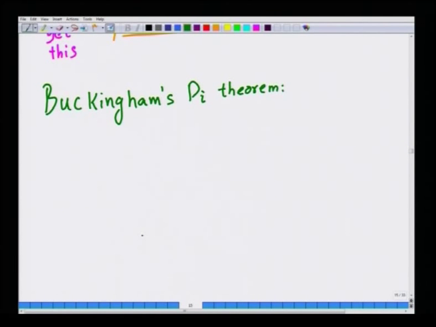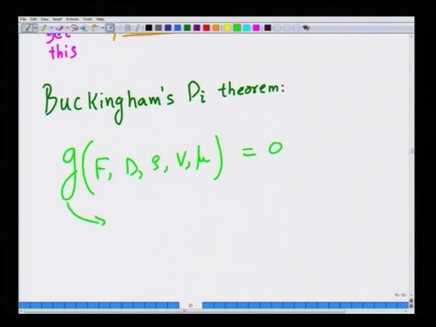Suppose you have a functional relationship among five variables. Let us say the functional relationship is denoted by this small letter g. So, you have these five variables: force, diameter, density, velocity, viscosity. And this is the function we want to determine through experiments. In general, this is the functional relationship.